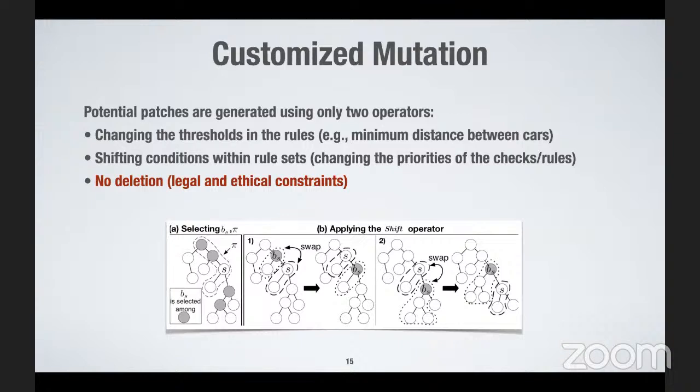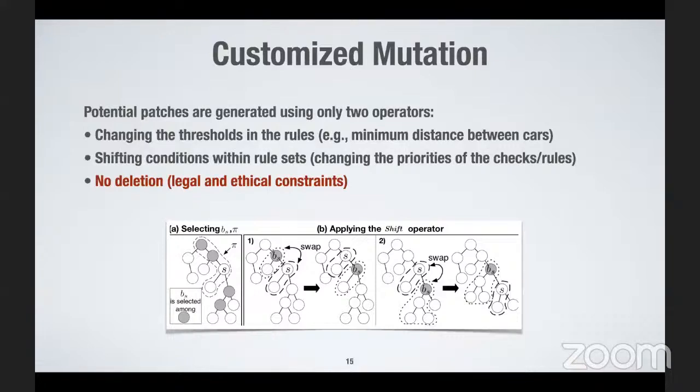But we also had to change the type of mutation operator to make them appropriate for our context. There are two types of mutation operator we apply. The first one is the threshold. If you remember from the beginning of this presentation, a rule set is a decision tree, and every node in the decision tree is a conditional statement. For example, it verifies that the distance to the car in front is larger than a certain value. These thresholds are set by legal and domain experts. So the mutation we apply here is to change the threshold used in the if condition of the rules, for example, increasing or decreasing the minimum distance before taking a specific action.